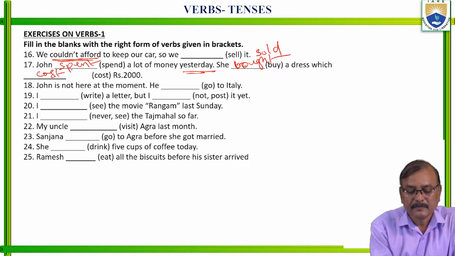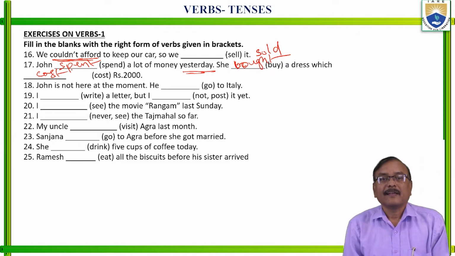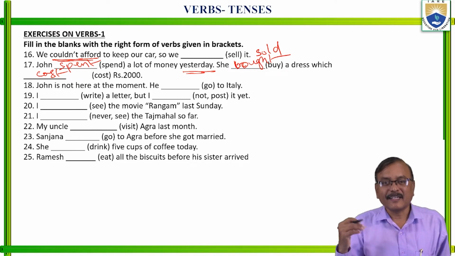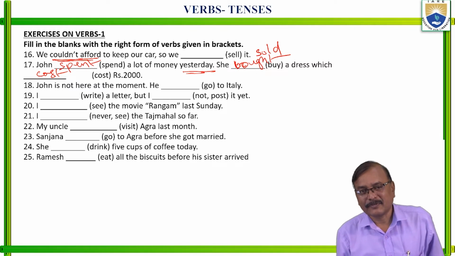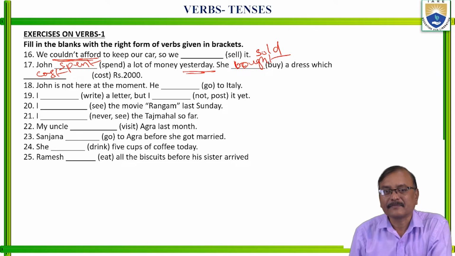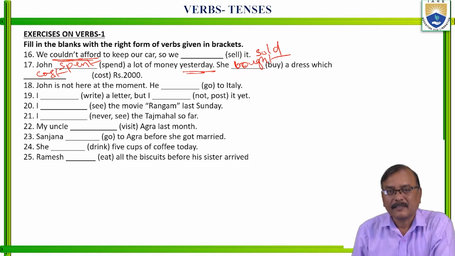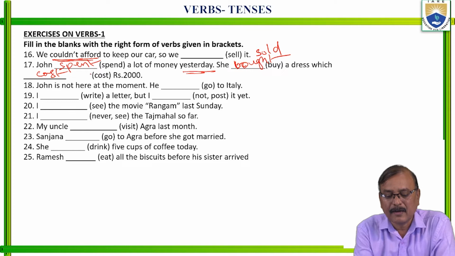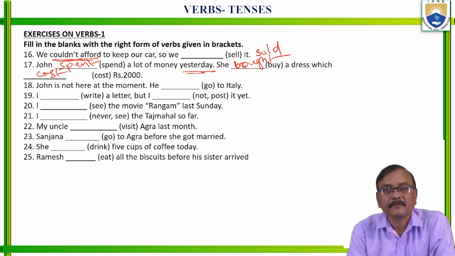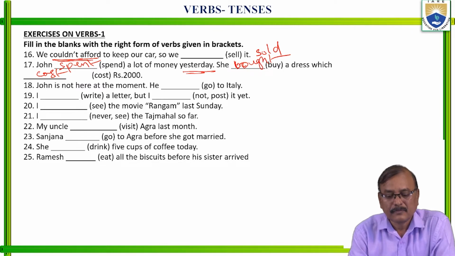Cost. Its cost is not the same at present, so don't say it costs, because yesterday's cost is different from today's cost. So it is not the regular price. That's why keep it all in simple past, V2. John spent a lot of money yesterday. She bought a dress which cost rupees 2000. Next.